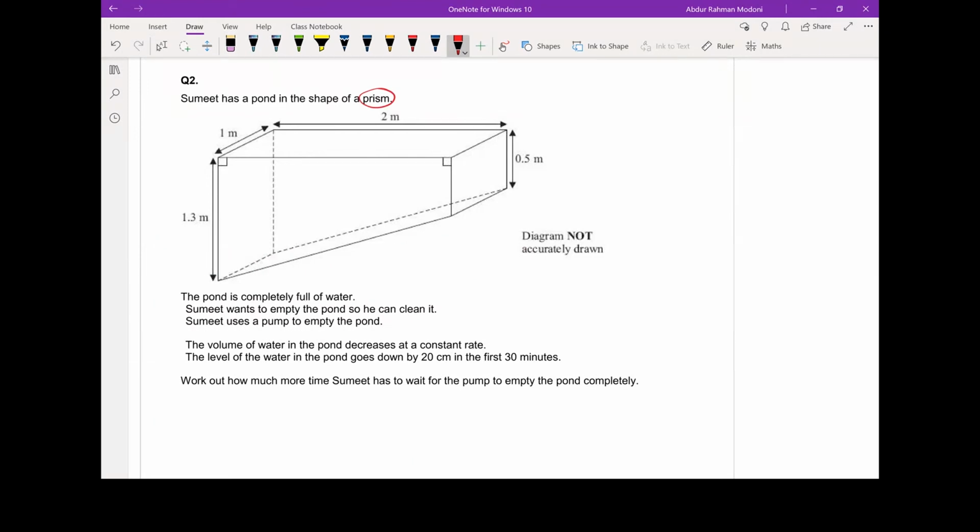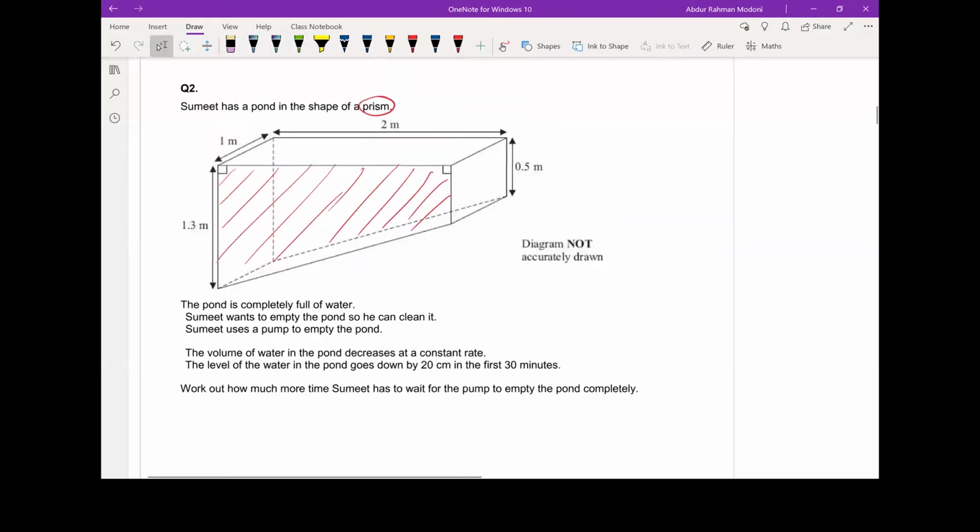A prism is a 3D shape which has a constant cross section, i.e. the cross section is the area that runs all the way through the shape. It maintains the same size and same shape. So I can see that the prism has this as the cross section area, as I've just highlighted here. This is the cross section because it goes all the way from the front to the back and it still stays the same. So that's the first thing that I've understood.